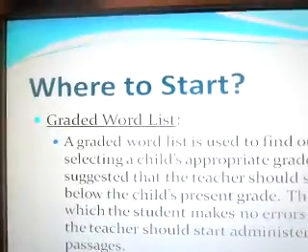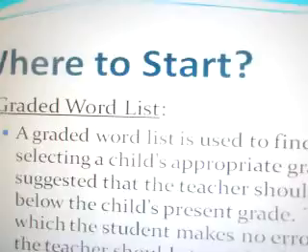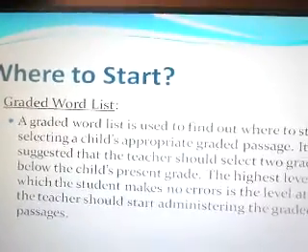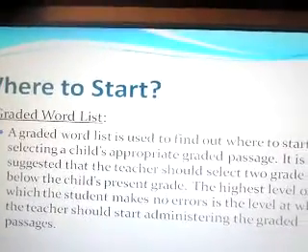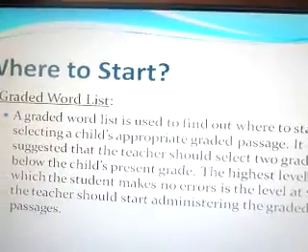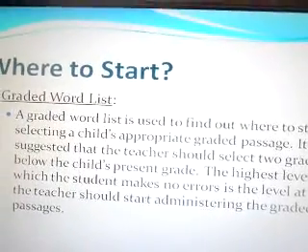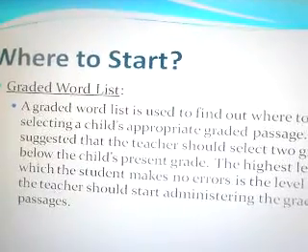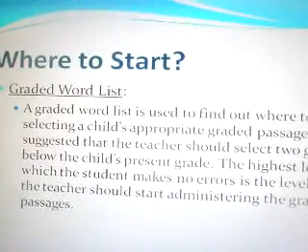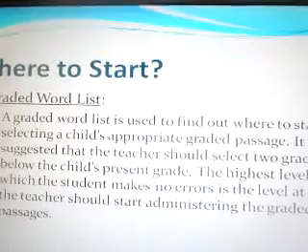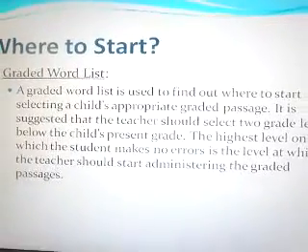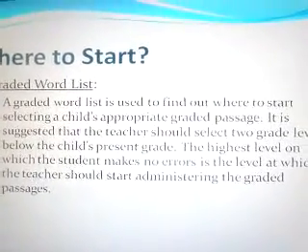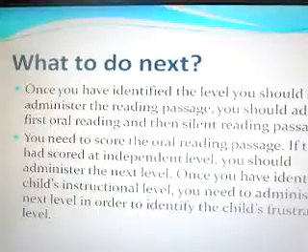So once you know how to do that, where do we start? We have the graded word list. The graded word list is used to find out where to start, selecting a child's appropriate graded passage. Basically the teacher would select 2 grade levels below the child's present level. Then the highest level at which the student makes no errors is found, and that's the level where the teacher is going to administer the graded passages.